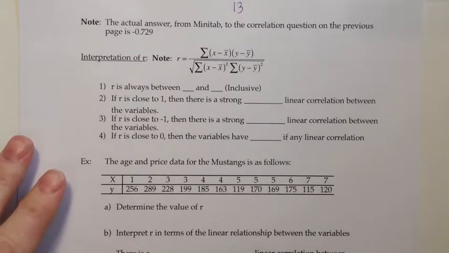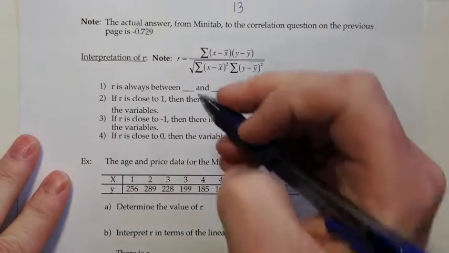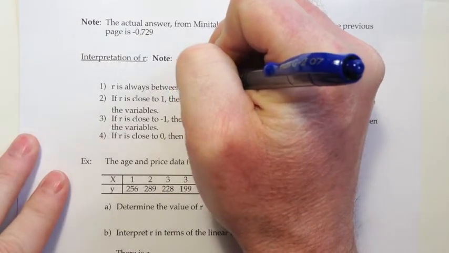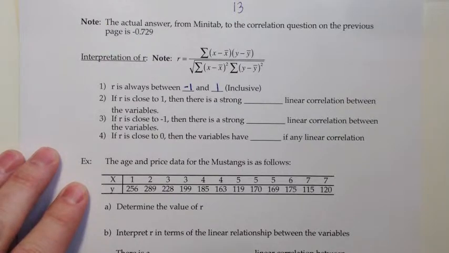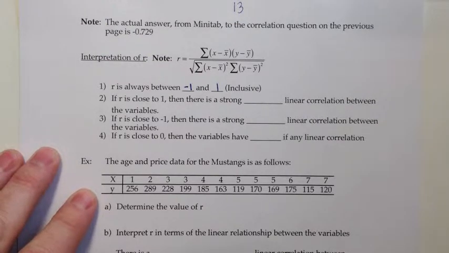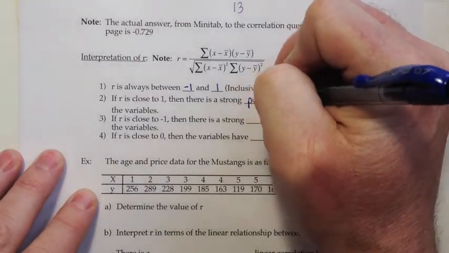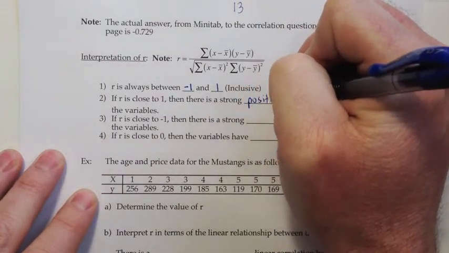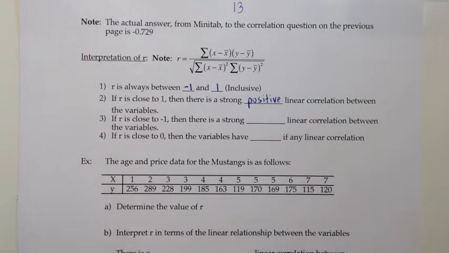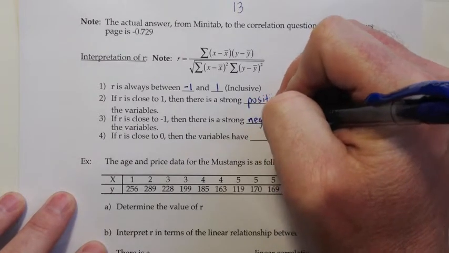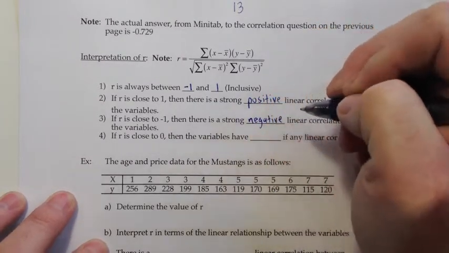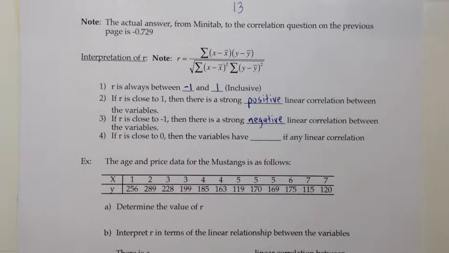So when we go to interpret R, a few things to keep in mind. R is always going to be somewhere between negative 1 and 1. And remember, those are perfect correlations, both of them, one perfect positive, one perfect negative. And if R is close to 1, then there's a strong positive linear correlation between the variables. And if R is close to negative 1, then there's a strong negative linear correlation between the variables. And it's from those two lines that we get most of our interpretations.